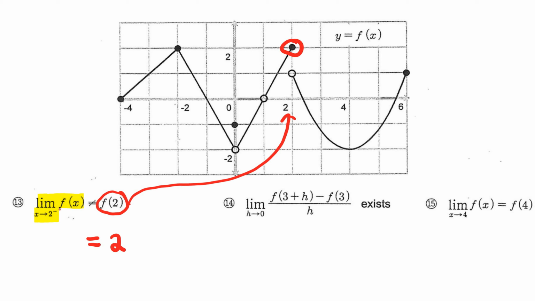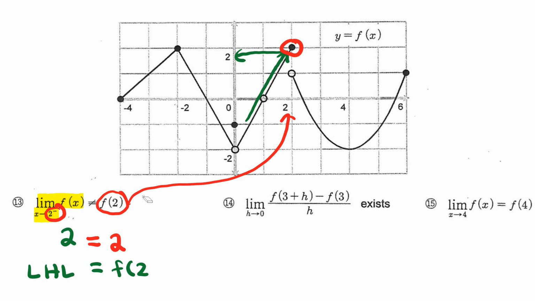And what's the limit as x approaches 2 from the left-hand side? Here's 2. If I approach 2 from the left-hand side, the left-hand limit is also going to be 2. So it turns out that the left-hand limit equals f of 2, right? They're both equal, so this statement has to be false. It's saying that they're not equal, but they are equal. So question number 13 is going to be false.